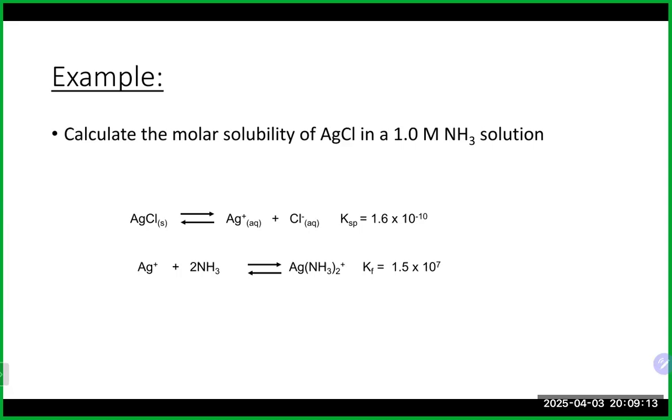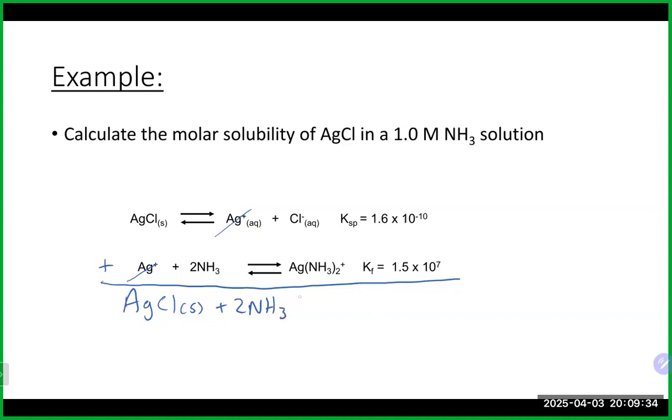So we're going to, why not, add these equations together to see what we got going on. So when I add these equations together, the silver ion oddly goes away. And we are left with really what the question is asking, silver chloride plus a couple of ammonias gives us our complex ion, which in a later chapter you'll be able to properly name. And some chloride moving around, right?